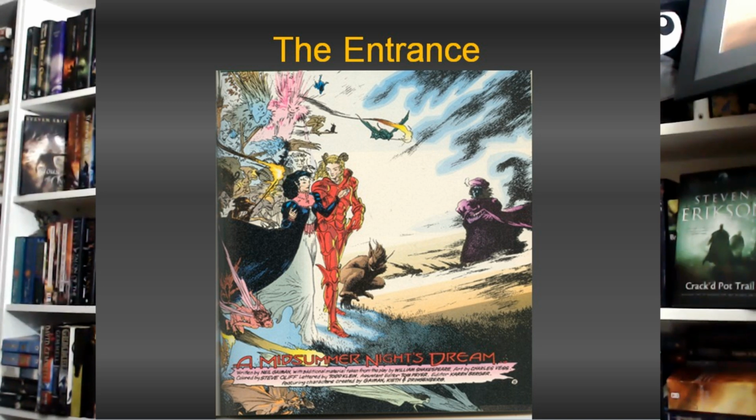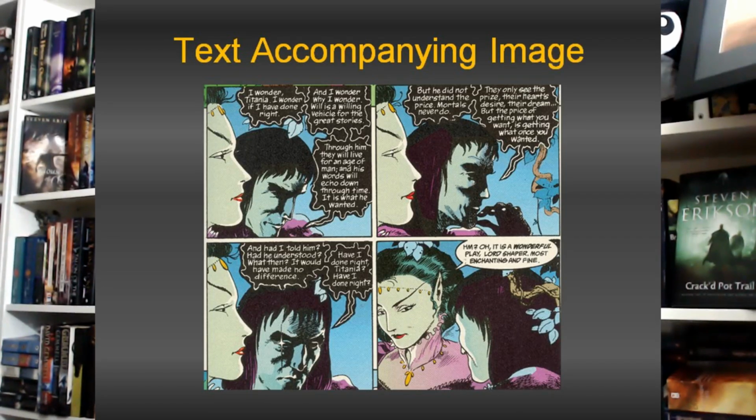And when these points are all added together, Vess has clearly implanted the idea in the reader's head that Dream and Titania are either having or have had an affair.